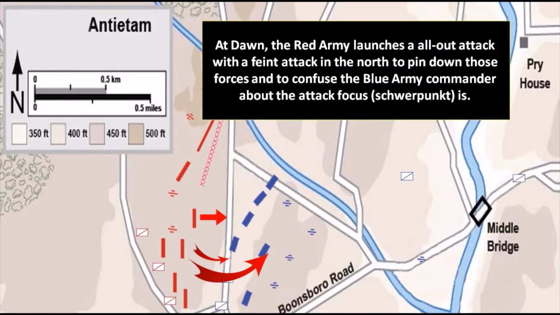At dawn, the Red Army launches an all-out attack with a feint attack in the north to pin down those forces and to confuse the Blue Army commander about where the attack focus is. The modern German word for attack focus is Schwerpunkt. The feint in the middle is to ensure that the blue frontline troops aren't used to turn around to assist the flank defenders.